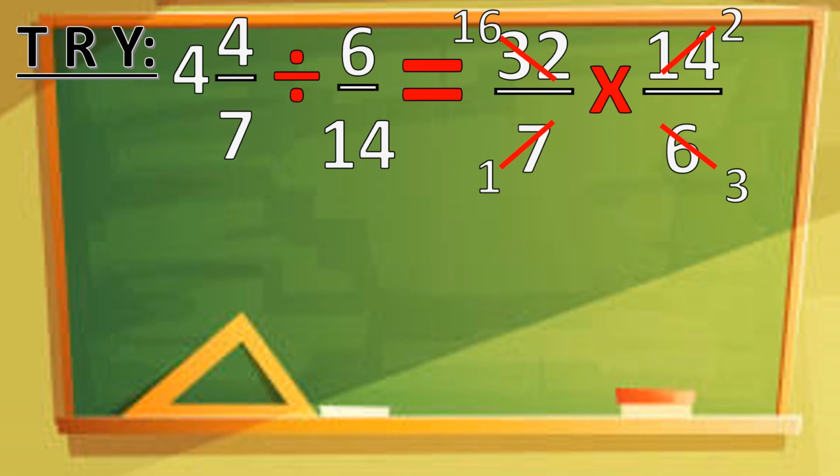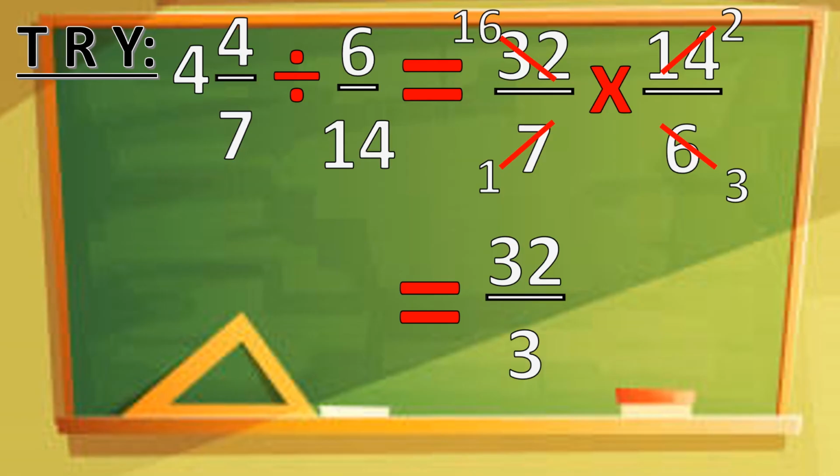Now we can multiply our numerators. 16 times 2 is 32, and then multiply the denominators. So that's 32 over 3. 32 over 3 is what kind of fraction? That is an improper fraction.